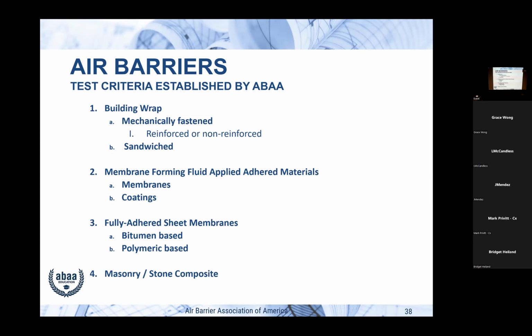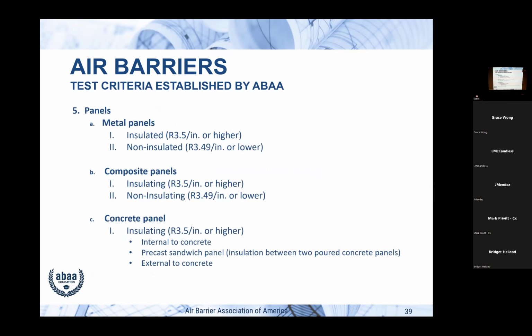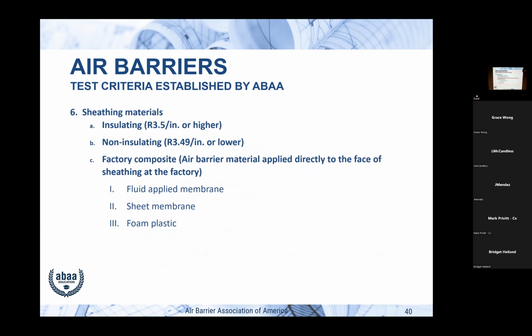And then you got masonry, stone composites, and you can have metal panels and composite panels and concrete panels and sheathing materials, insulating and non-insulating. Insulating would be polyiso and extruded and so on. Non-insulated, the OSB, plywood, et cetera. And then we have factory composite, and this is where you put the air barrier material on in the factory.